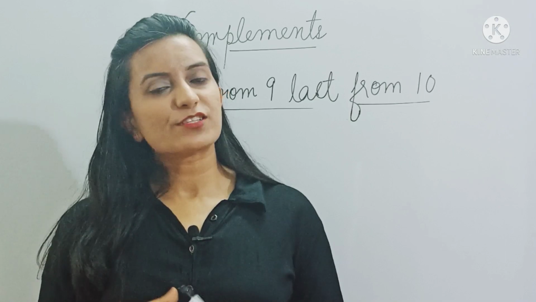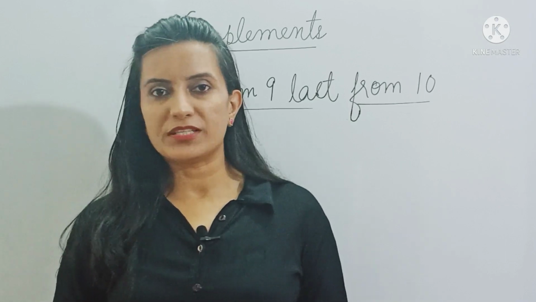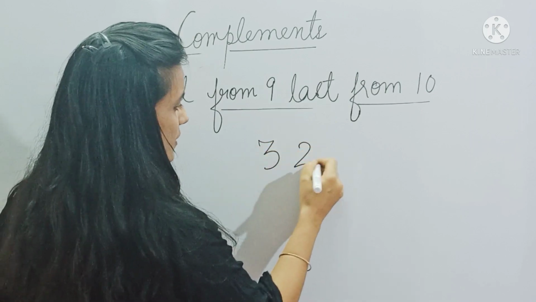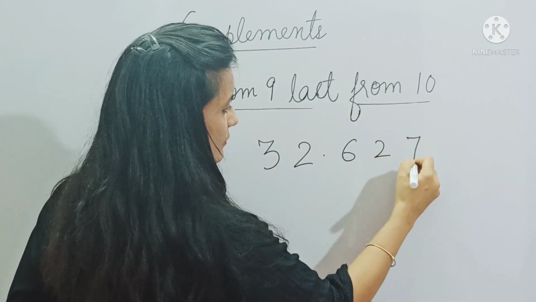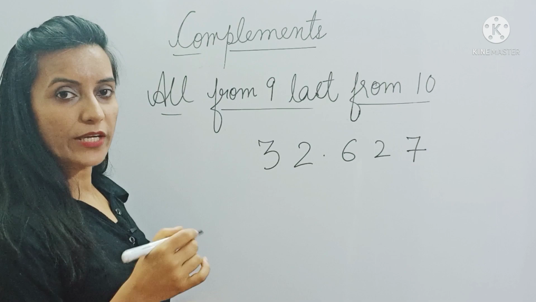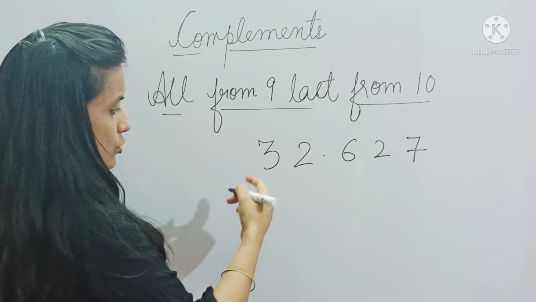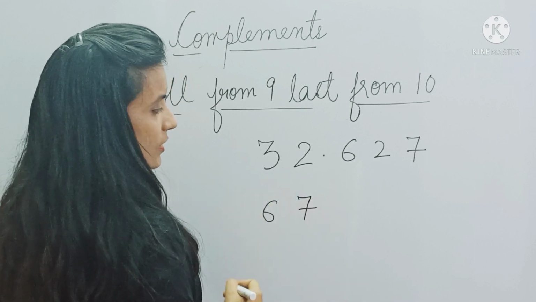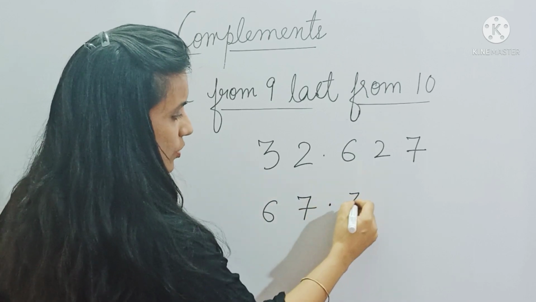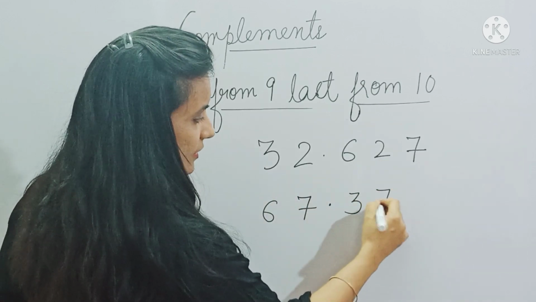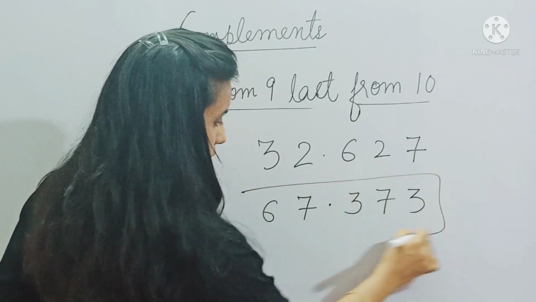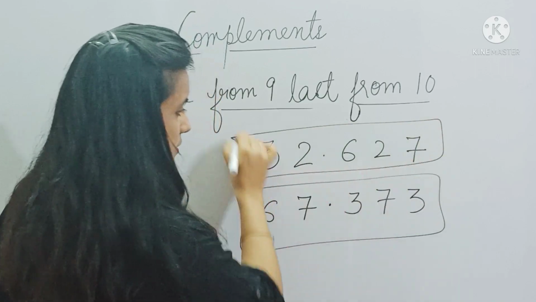Now let's find the complement of any decimal number. So let's take 32.627. Now here again let's do addition instead of subtraction. So 3 plus 6 gives you 9, 2 plus 7 gives you 9, 6 plus 3 gives you 9, 2 plus 7 gives you 9 and 7 plus 3 gives you 10. So these two numbers are complements of each other.